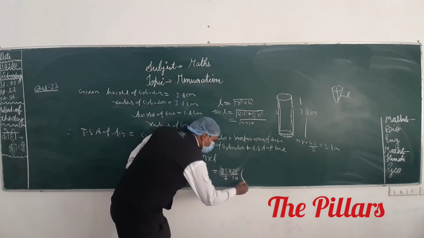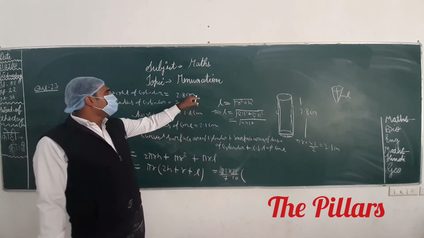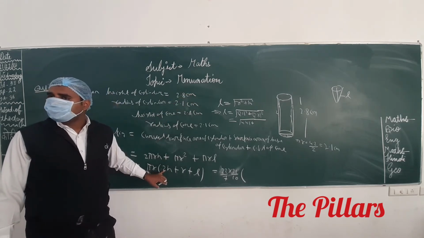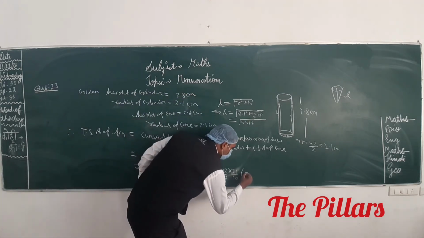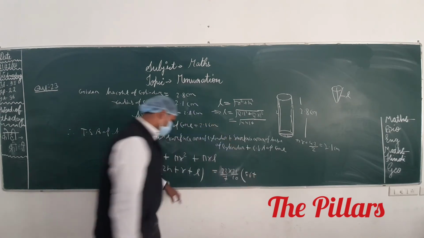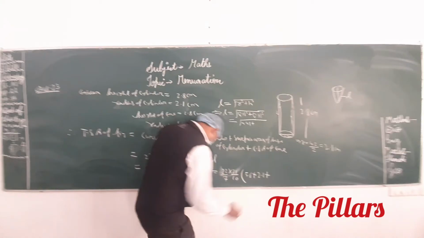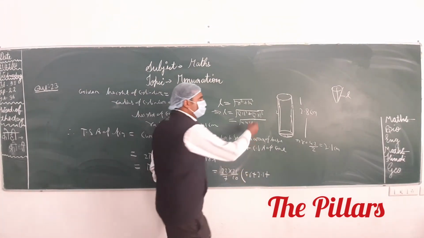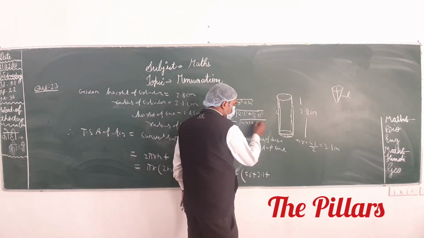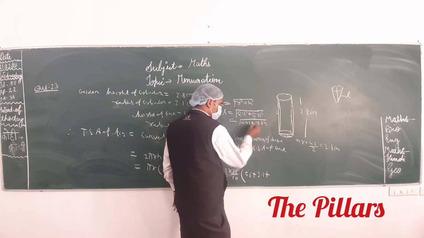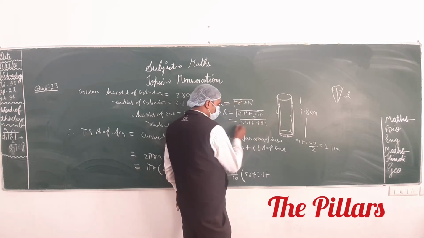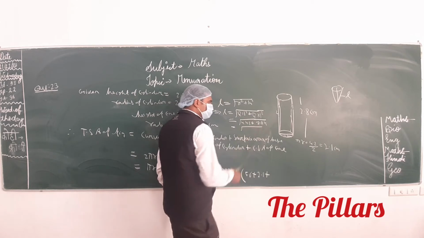2h: 2.8 into 2, 2 fives are 10, 2 eights are 16, so 5.6. It means 5.6 plus r, 2.1, plus l. Value of l: 28 square is 784, so 7.84.